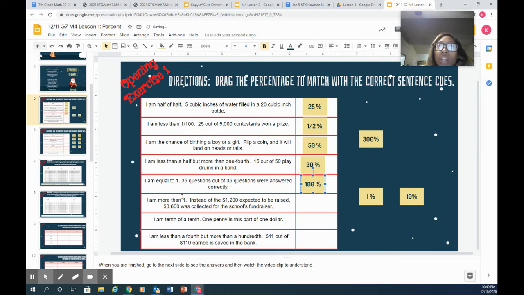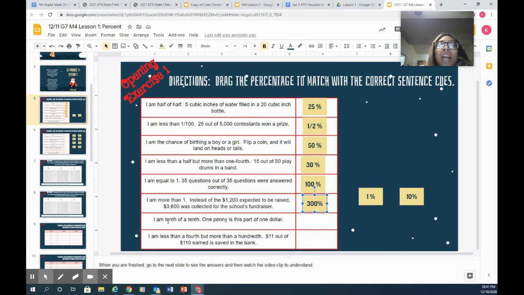I am more than 1. Instead of 1,200 expected to be raised, 3,600 was collected for the school's fundraiser. So we're talking about more than 1. And if we're looking at the ratio of 1,200 to 3,600, it would be that 3,600 is 3 times, not just 3 times as much, but it's like 300% more. 3 times as many would be 300% more.